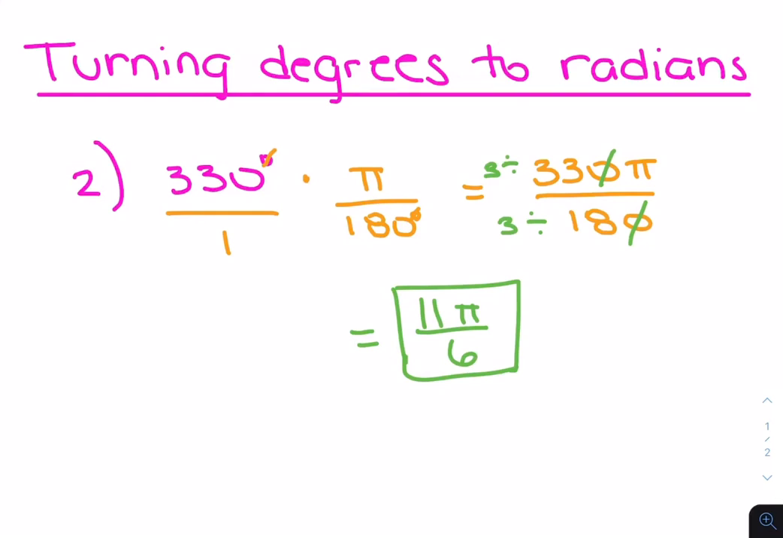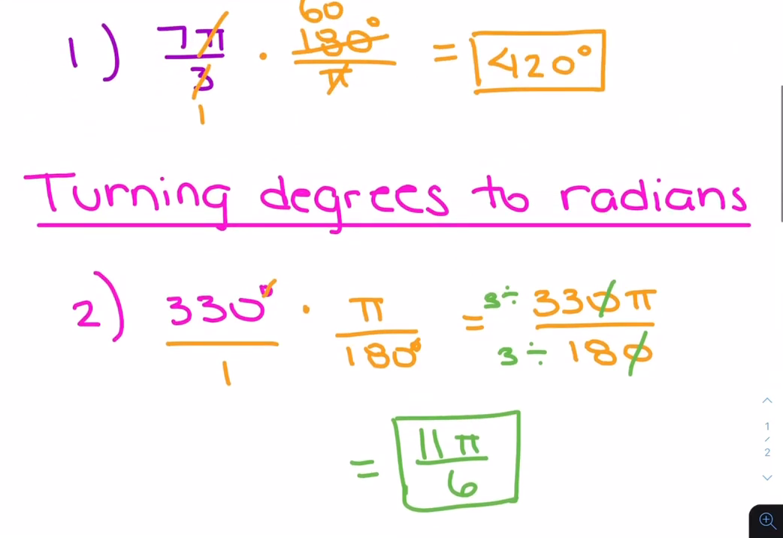And you guys can try out the exercise of turning 420 degrees back into radians and turning 11 pi over 6 back into degrees. And try to see if you guys get the same answers. You should get 7 pi over 3 and 330 degrees.